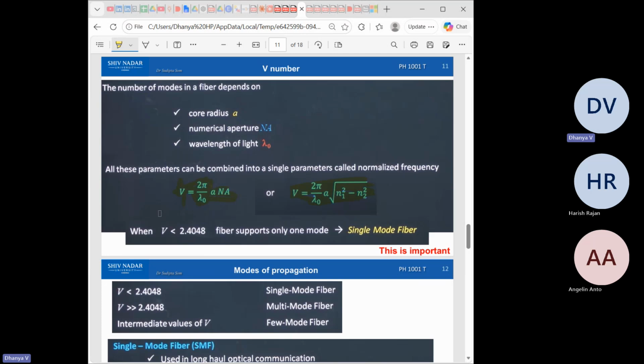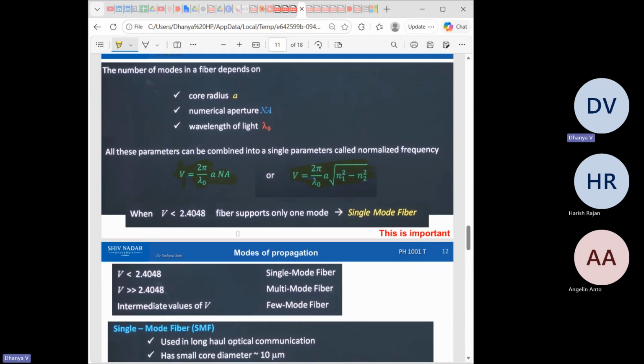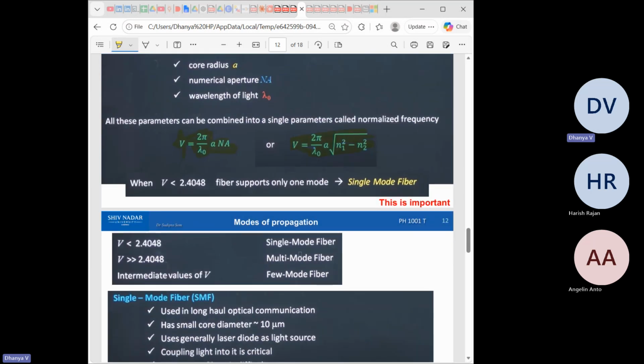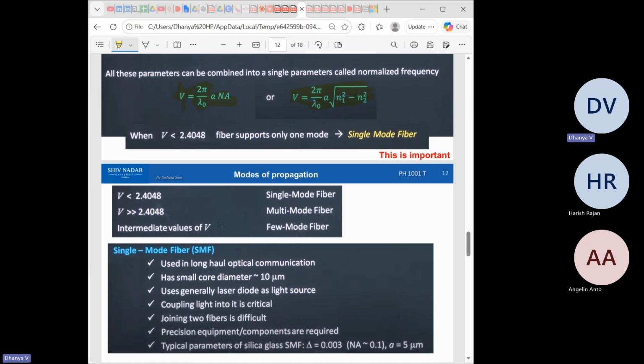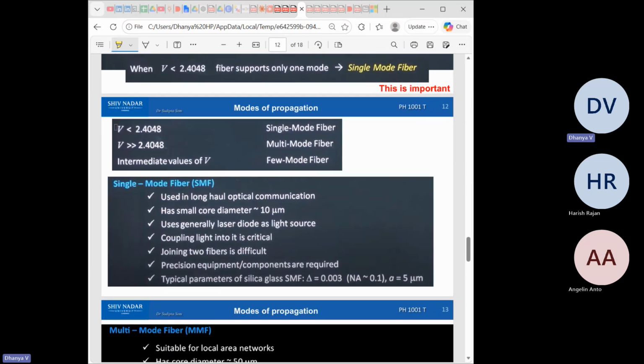When your V number is less than 2.4, your fiber supports only one mode, that is single mode fiber. So there is just one ray passing inside, like one incident ray passing into your core-cladding system. If it is greater, then it is multi mode. I think single mode and multi mode is more than enough. Mostly you will be asked to check whether it's a single mode fiber or not.